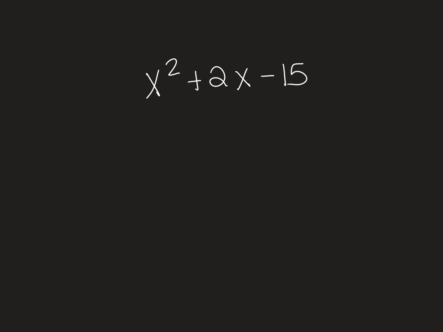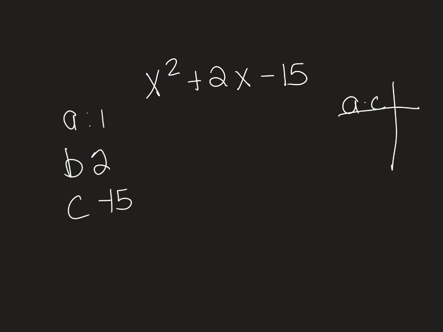Okay, so let's walk through how we're going to solve this one. I'm going to do the same thing. I am going to indicate my A, my B, and my C. So my A has a value of 1, my B of 2, my C of negative 15. Okay? So what I need is I'm looking for two factors that when I multiply AC, I get negative 15, but when I add them together, I get a positive 2.